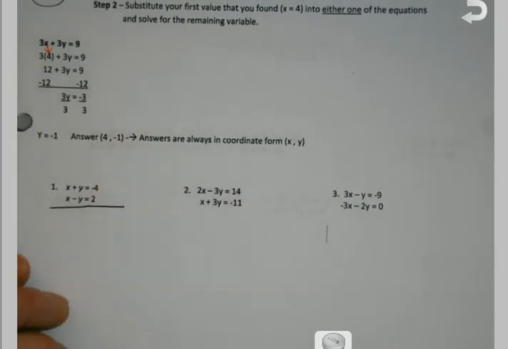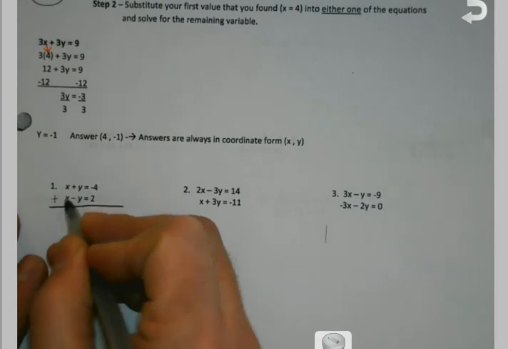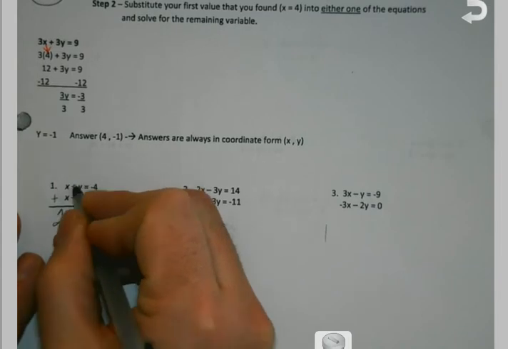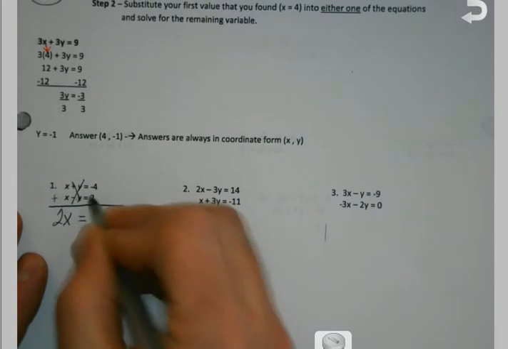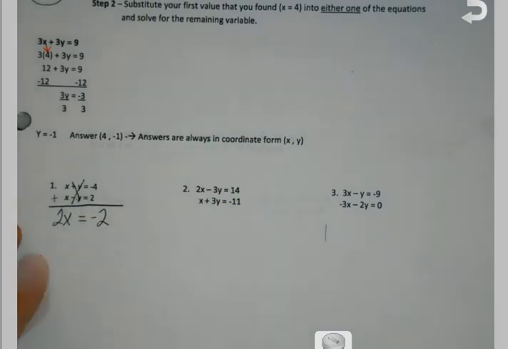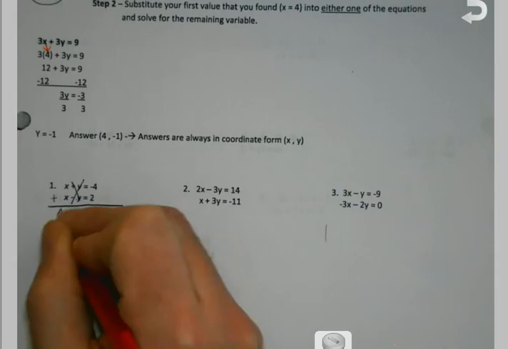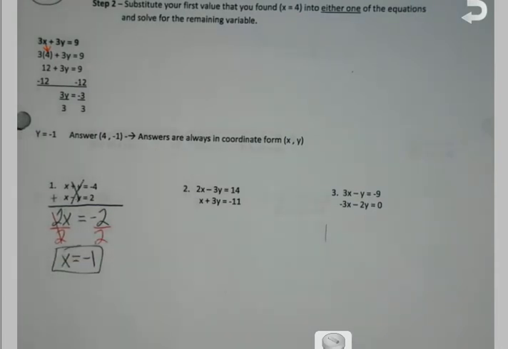So let's get down here to number 1. We'll do the first couple together, then I'll have you try one on your own to see how that's going. I'm going to add down: 1x and another 1x would be 2x. Positive y plus negative y are opposites, so they cancel. That's a good thing. Negative 4 plus 2 is negative 2. Just like that, I'm down to one variable, and I only have one step left, which is to divide by the 2. So just that quick, I've already got one of the variables.